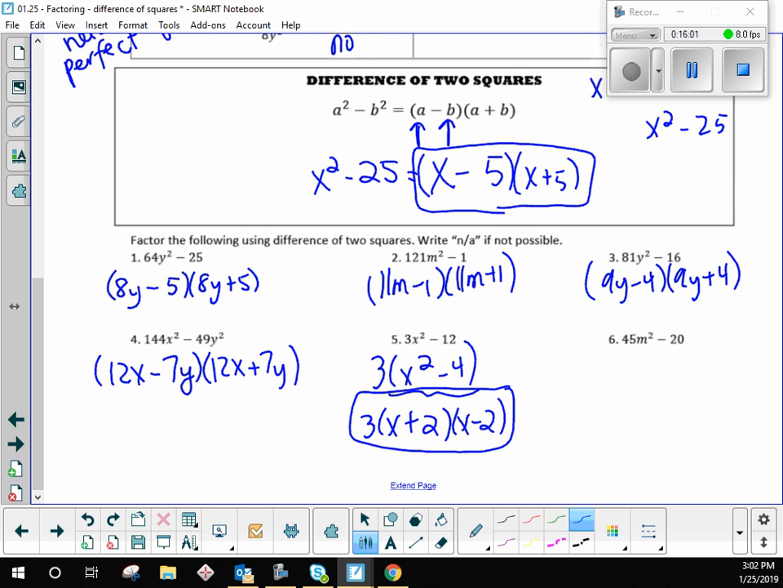What was y'all's GCF? 5. So that leaves me 9m squared minus 4. Yes. Let's go, baby. So what's the square root of 9m squared? 3m. The square root of 4? 2. So you need a minus version and a plus version. What have I forgotten so far in my answer? The 5.